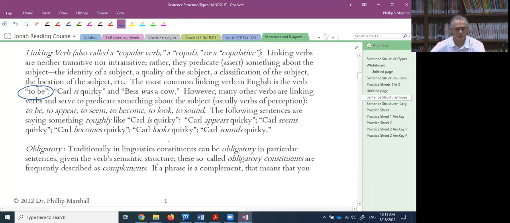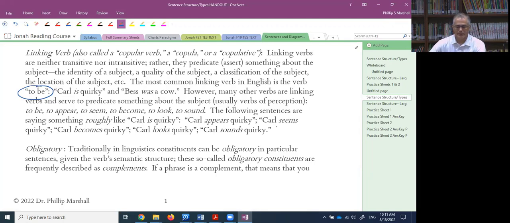Okay, so I can say Carl is quirky, but I can also say Carl appears quirky, right? Carl seems quirky. Carl becomes quirky. Carl looks quirky. And Carl sounds quirky. And in all of these, quirky is an adjective indicating something about Carl. I'm predicating something about Carl here, his quirkiness. But by using these other linking verbs, I'm adding the additional nuance of either sight or sound or appearance, something like that.